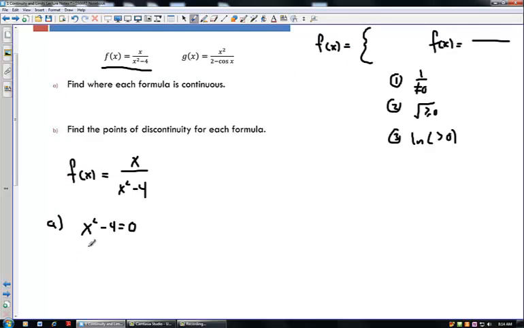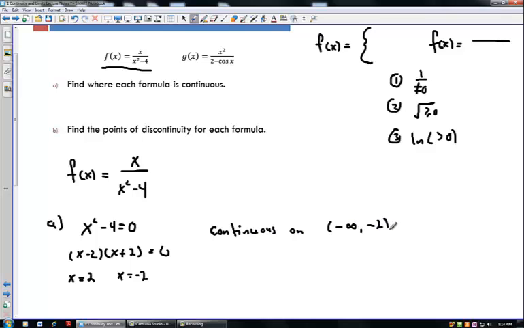And so what I can do is, instead of moving over the 4, I'm going to factor. So this is x minus 2 times x plus 2. This is the difference of two squares. And so that's equal to 0. So I know either x minus 2 is equal to 0, so x is equal to 2, or x plus 2 is 0, so x is equal to -2. And so I'm going to say that this is continuous on minus infinity to negative 2, union negative 2 to 2, union 2 to infinity.